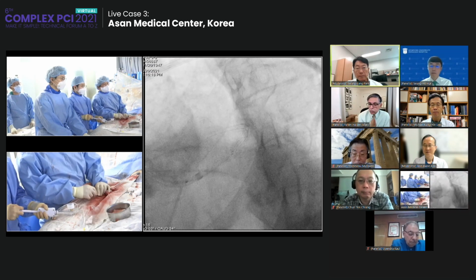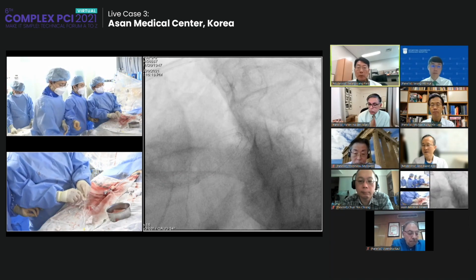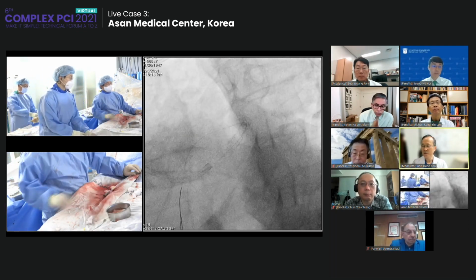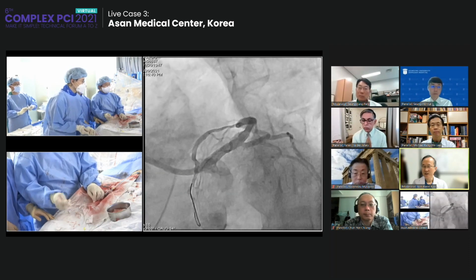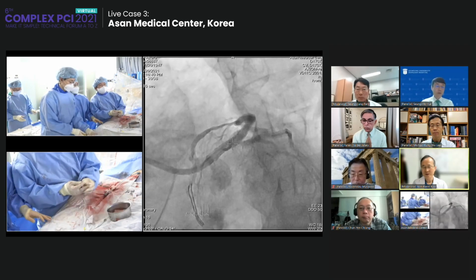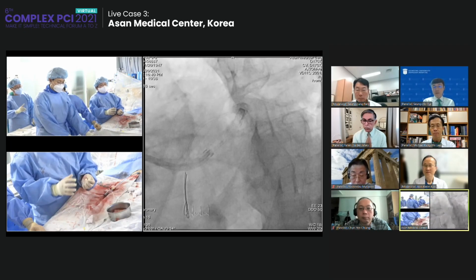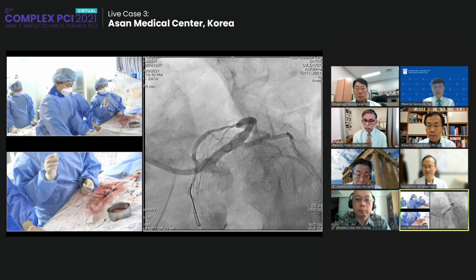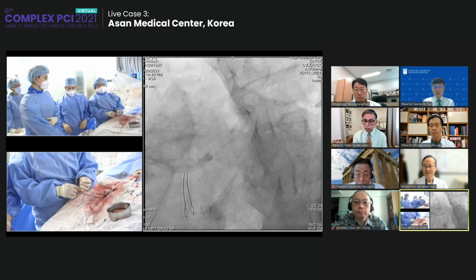Great. So there's one question from the audience: while you do a balloon crush, is it mandatory to use a non-compliant balloon or a semi-compliant balloon? When you crush the stent, I favor the non-compliant balloon because it makes the crush area very compact. I think a high pressure balloon is better than a compliant balloon.